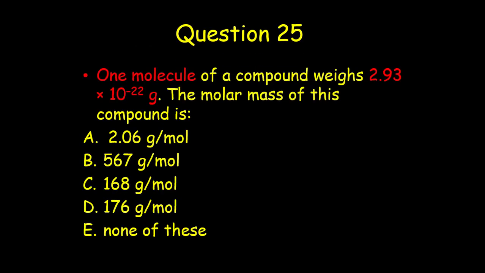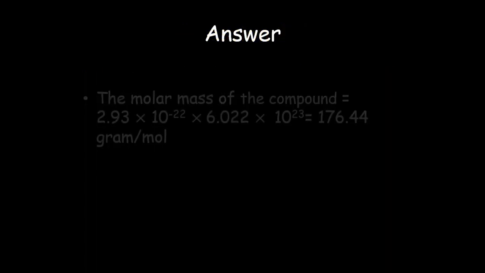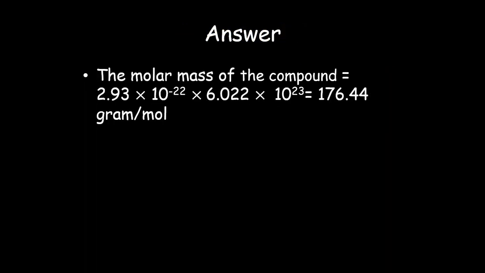One molecule of a compound weighs 2.93 times 10 power negative 22 grams. The molar mass of this compound is A. 2.06 gram per mole, B. 567 gram per mole, C. 168 gram per mole, D. 176 grams per mole, E. None of these. So this should be easy. The molar mass of the compound equals 2.93 times 10 power negative 22 times 6.022 times 10 power 23, so 176.44 grams per mole. The answer is D.